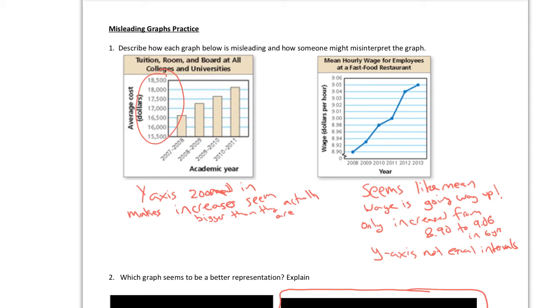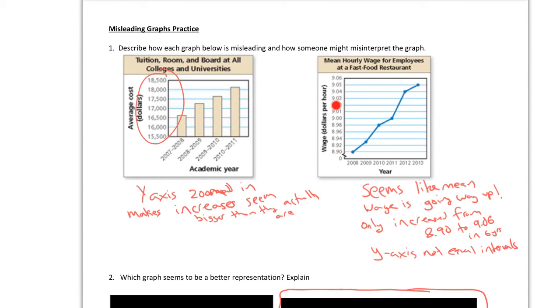So let's go over a couple things real quick. Looking at number 1 here. On the graph on the left, we've got the y-axis zoomed in, and so you might even say, oh, it looks like it doubled from here to here, but really it didn't. It only went up about $1,500. Similar problem in the right graph.